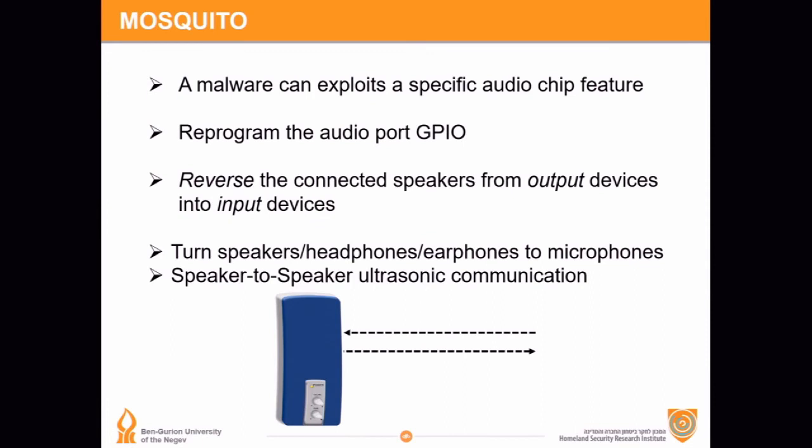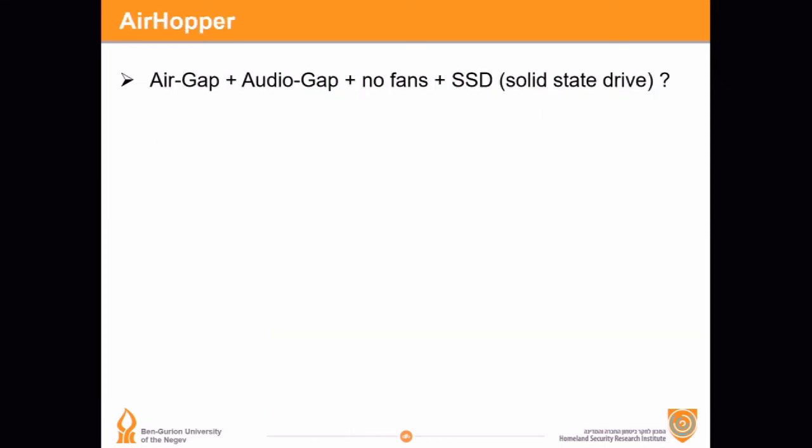So think about it. We have one computer which is air-gapped with speakers, another computer which can be air-gapped or a computer that has a connection to the internet, and the computers communicate by speaker-to-speaker communication. What we did, very briefly, is that the malware in a computer can reverse the connected speaker into a microphone by playing with the GPIO, converting the GPIO from output to input, and actually turn speakers, headphones, and earphones in the computer into a microphone to create what we call speaker-to-speaker communication.